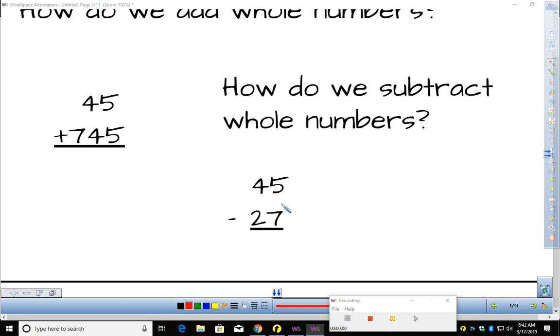It is not 2. I don't just drop a 2 here. That's not how this works. If I only have 5 of something, I can't take 7 away. I have to go next door and borrow.